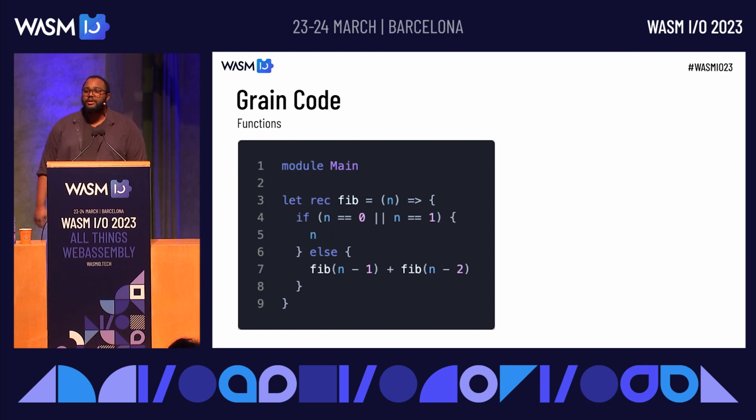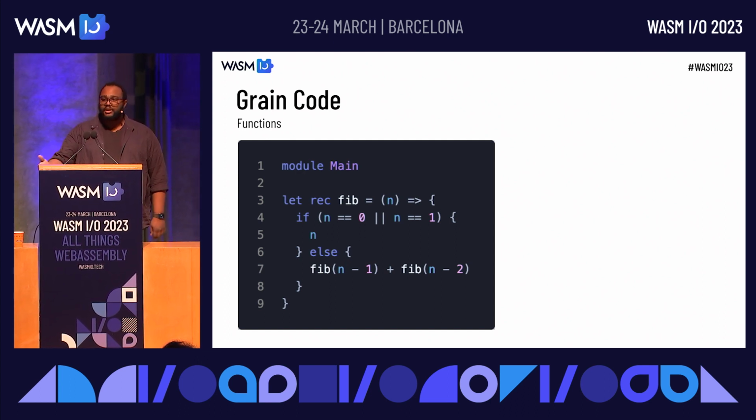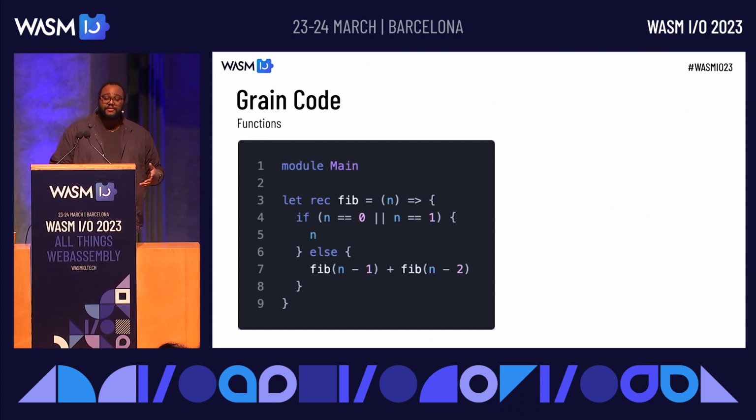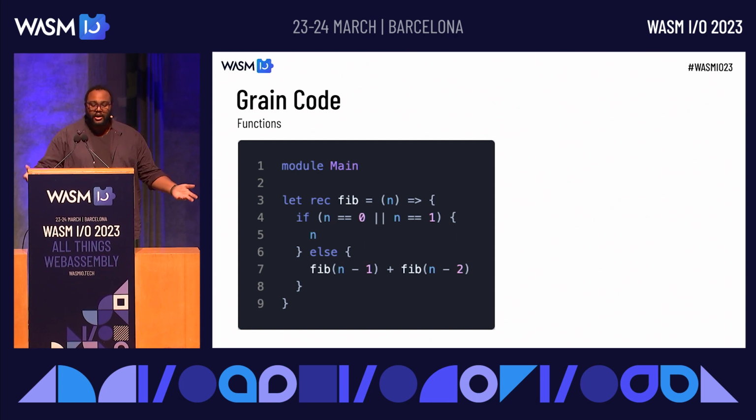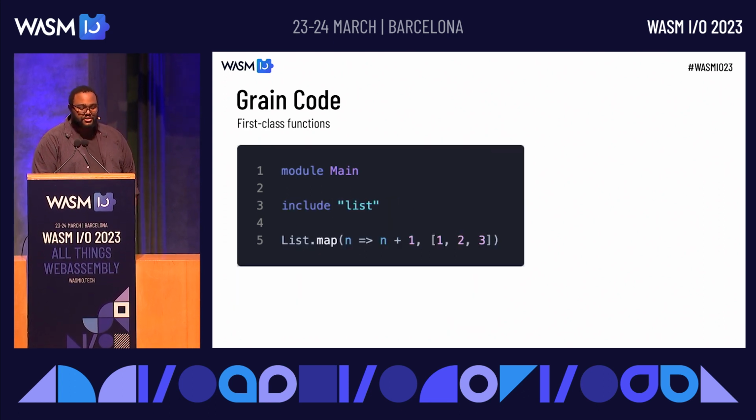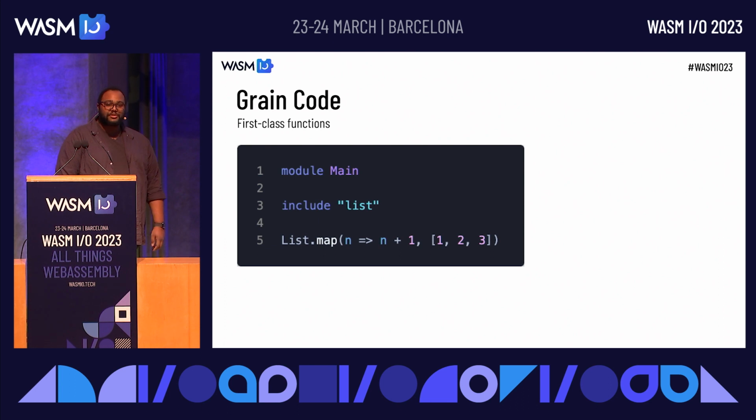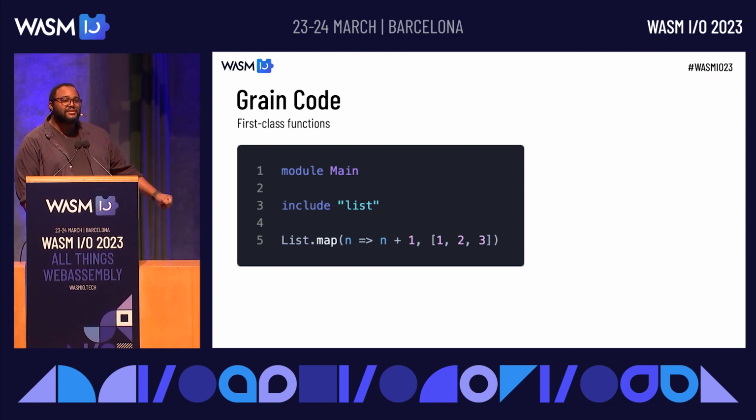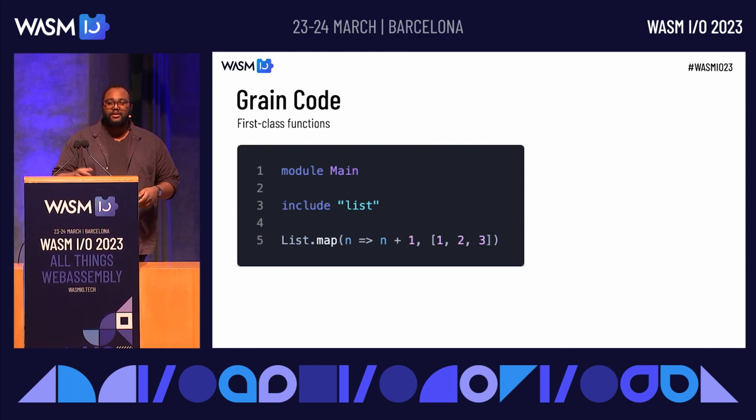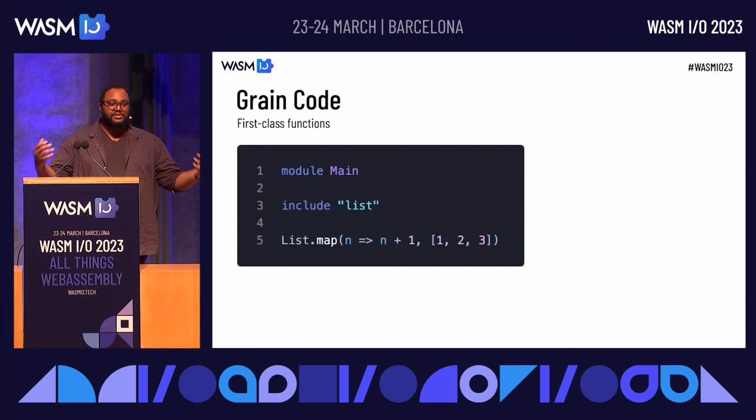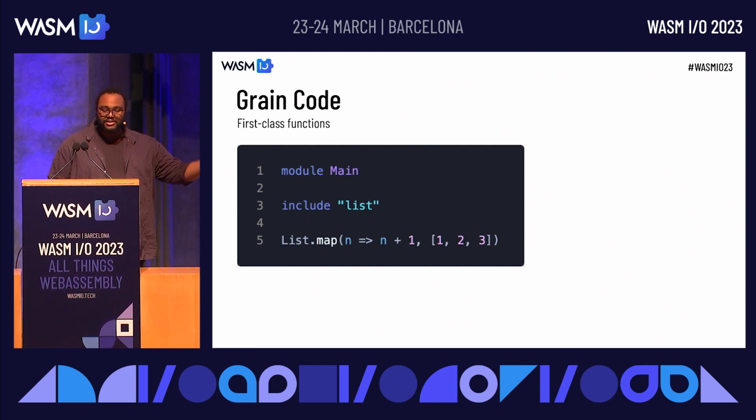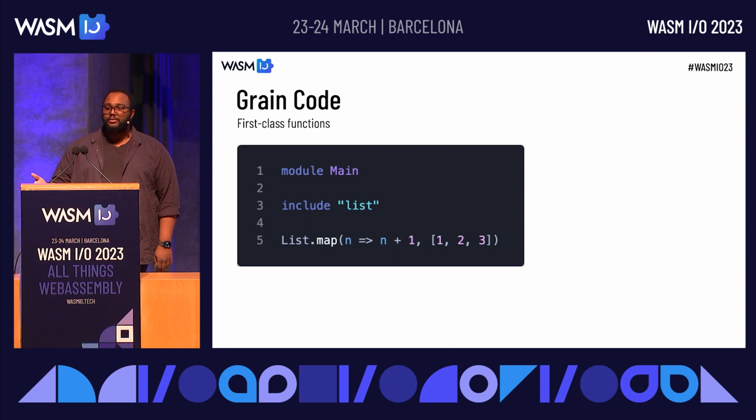Functions, we use arrow syntax for functions. This is what they look like. If you want to have a recursive function, you add the rec keyword, and there you go. You have a recursive function. Of course, we wouldn't be a functional programming language if we didn't have first-class functions. So here, we're mapping over a list. In this case, we're just taking each element, adding one to it. That's it. And this is also how you include libraries in Grain.